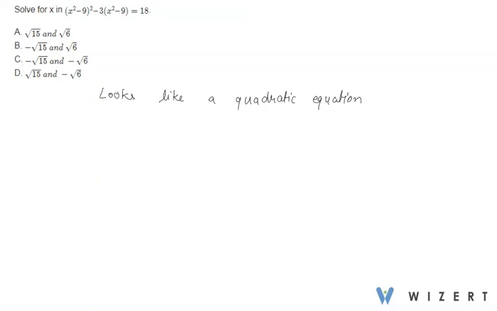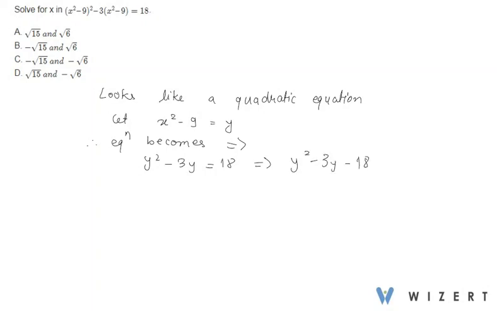Let's assume x² − 9 equals y. So that makes our equation become y² − 3y = 18. So we can convert it to y² − 3y − 18 = 0.